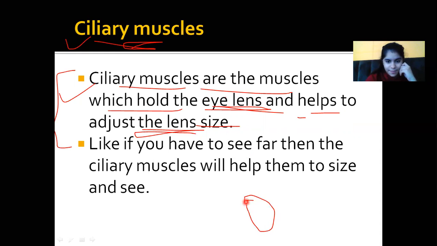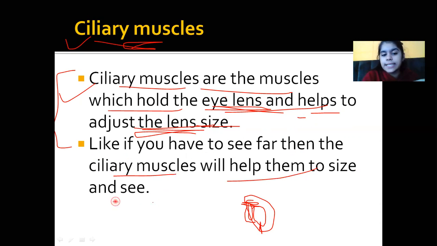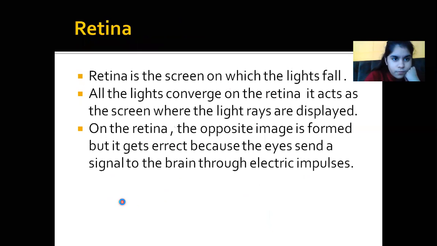If this is my eye, very bad in drawing. This is my cornea. Here is my iris and all that. If here is my eye lens, here would be my ciliary muscles which will hold it from here, so that it stays in place and helps in adjusting the size. Like if you want to see a far object, then the ciliary muscles will help adjust the size. They will help you zoom in, zoom out, and you'll be able to see. Okay, the concept of ciliary muscles is clear.